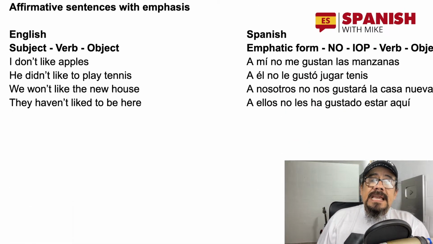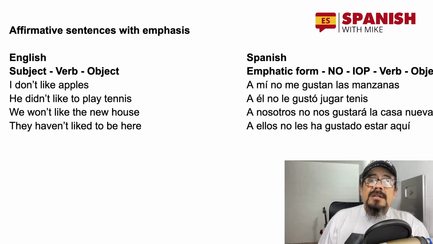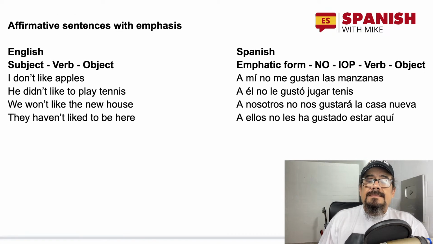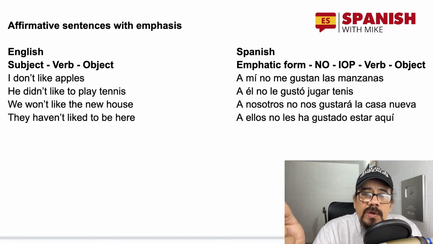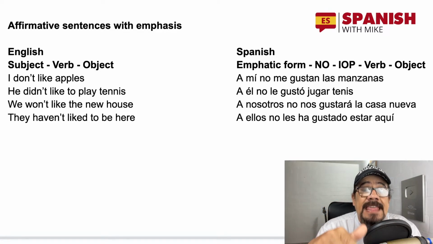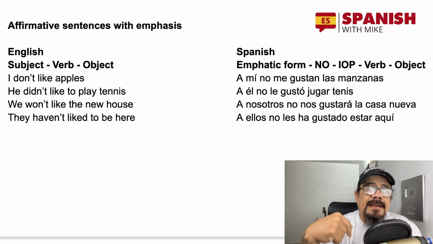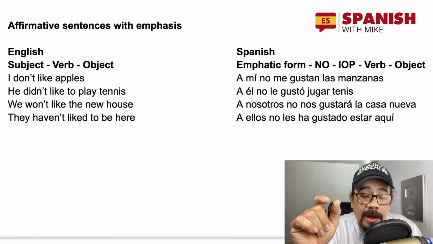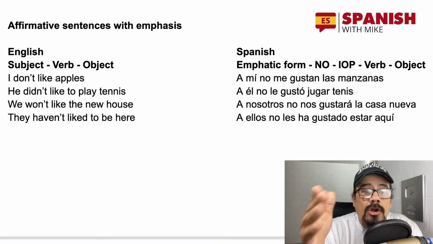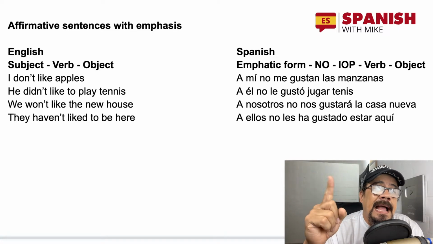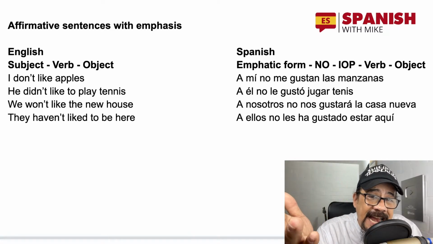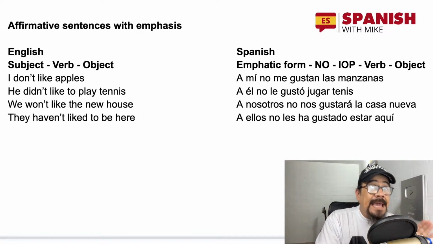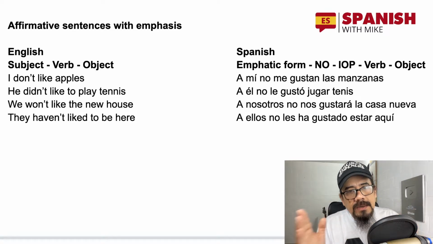What happens if we want to use the indirect object pronoun? Let's do this real quick here. We use first the emphatic form, and then no, and then the indirect object pronoun, and then the verb, and then the object. And that's it. That's the structure, regardless of the tense. So if I say in English, I don't like apples, and I want to be emphatic, I say, a mí no me gustan las manzanas.